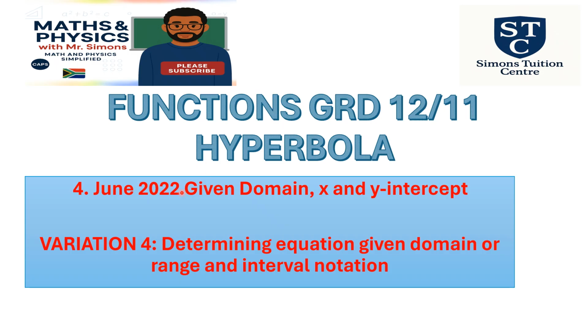Today's lesson: functions, hyperbola. In this lesson, we're looking at the fourth variation, where we're required to determine the equation, given a domain or range and some interval notation. So in interval notation, we can give you the x-intercept, y-intercept, etc. But from that information, you are required to determine the equation of the hyperbola, and then after that, answer the related questions.